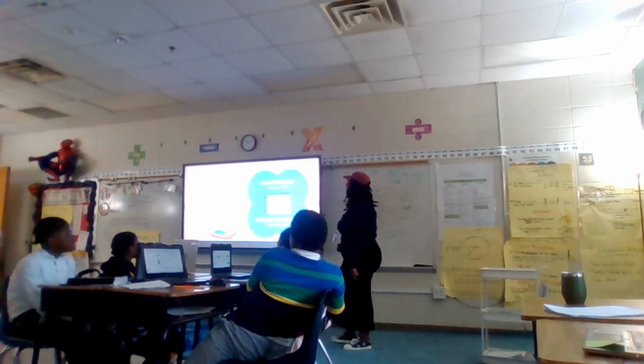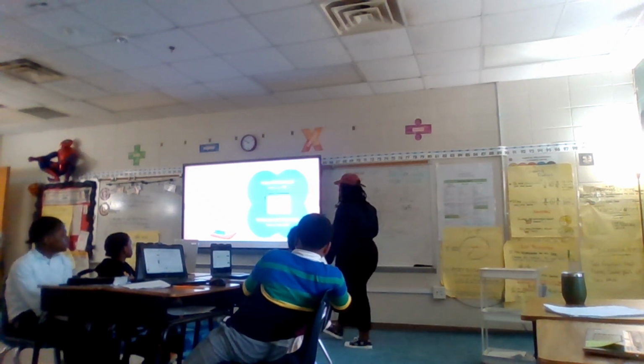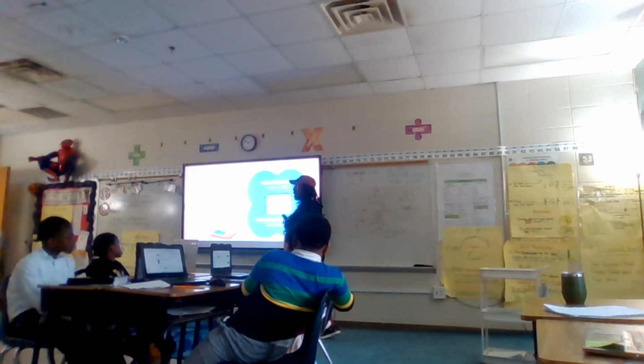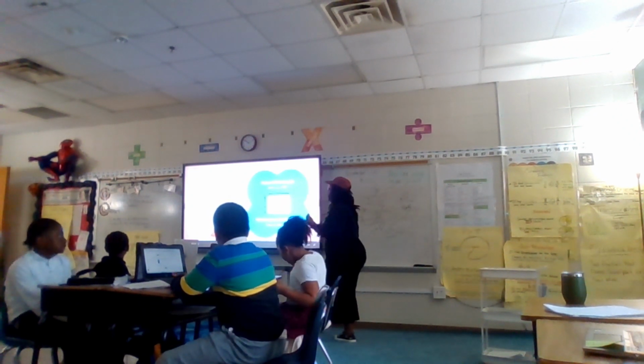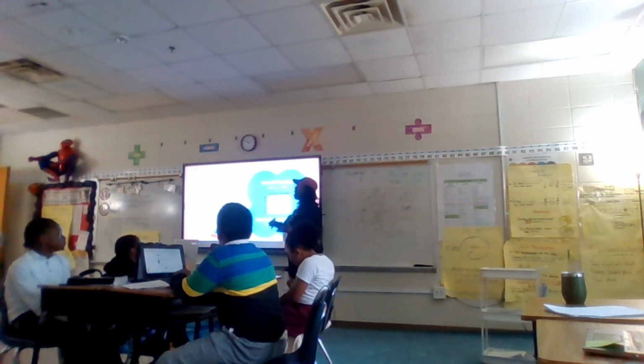Remember the following formulas for finding the area and perimeter of a rectangle. Perimeter, for a regular rectangle, is length plus width times 2. And the area of a regular rectangle is length times width.